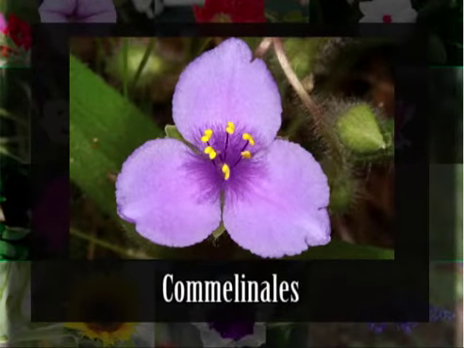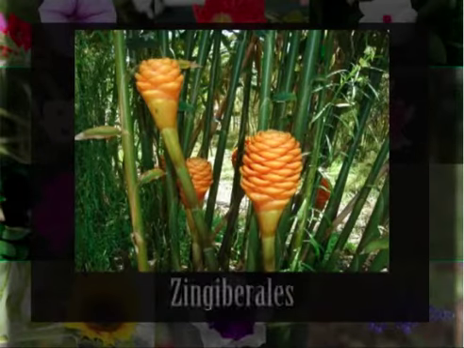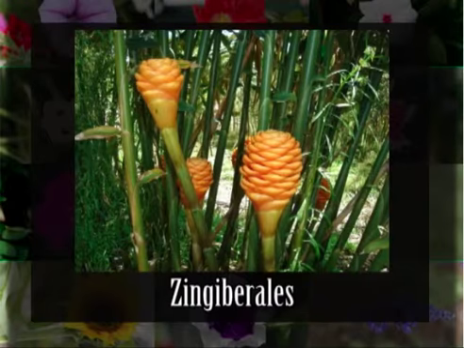This Poales is followed by an order by the name of Commelinids. Within this we have Commelinaceae, or one more aquatic family by the name of Pontederiaceae. This Commelinids order is followed by an order by the name of Zingiberales. In Zingiberales, we have the common families of Zingiberaceae or Heliconiaceae. These are some common families within the order Zingiberales.